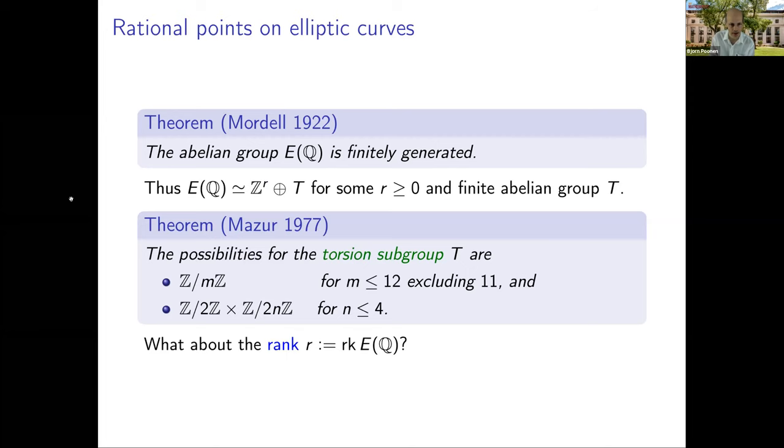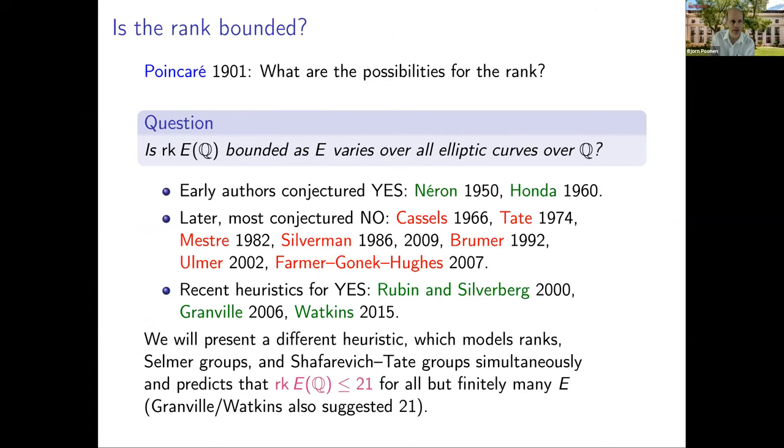What can you say about that rank? This question actually goes back even before it was proved that the group was finitely generated, so even before it was known that the rank made sense. Poincaré asked in 1901, what are the possible values for this rank? And in particular, implicit in this is the question of whether the rank is uniformly bounded, so bounded as you vary the elliptic curve.